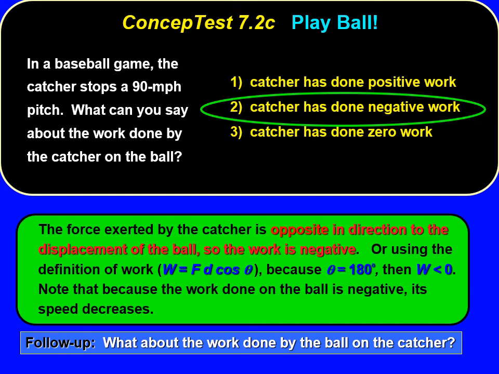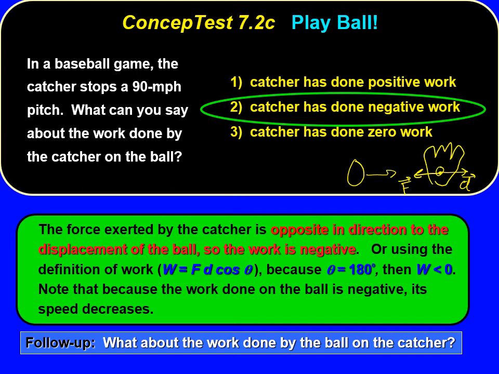So the catcher is going to do negative work on the ball. As the ball comes in, here's the glove, it's going to hit this thing and displace it this way. But the force exerted by the glove on the ball is in this direction here. So F and d are anti-parallel, and you're going to get negative work done on the object.